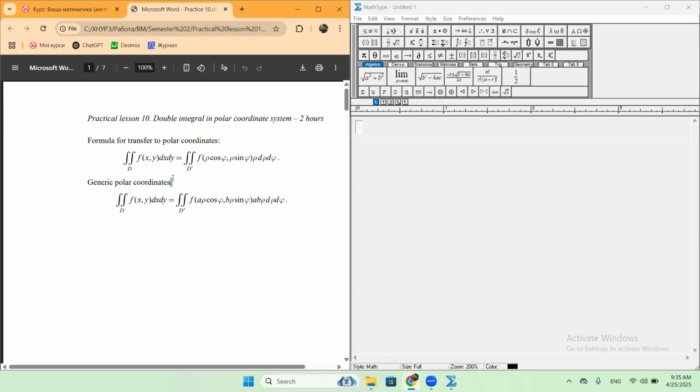Just a moment. So, how do we move to polar coordinates? We do the following thing. The following formula: x equals rho cosine of phi, and y equals rho sine of phi.